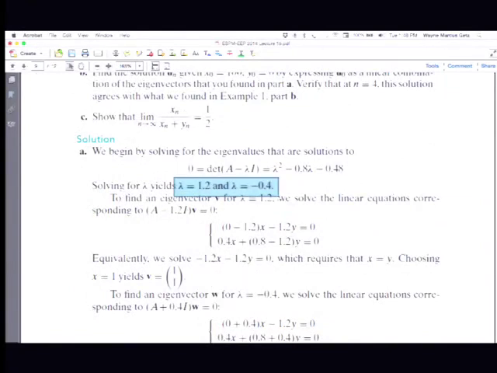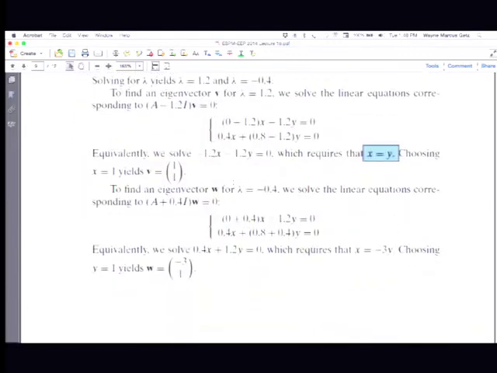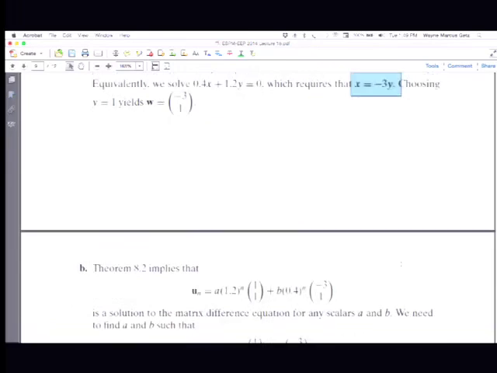So it's the 1.2, its eigenvector, which we found implies that x equals y, defines what's going to happen in the long run. And the other one, lambda equals minus 0.4, its eigenvector, x to y is proportional to minus 3. And it turns out that it's not going to have an influence in the long run of what's going to happen. It's the one that has the biggest absolute value of the eigenvalue.